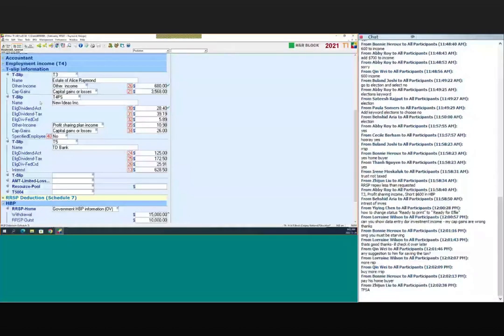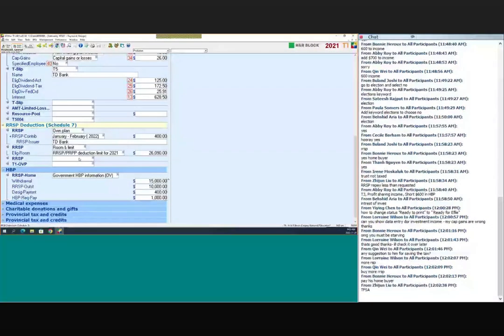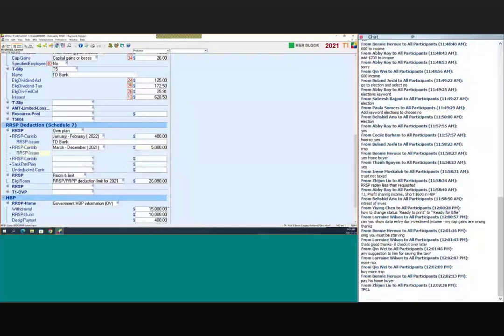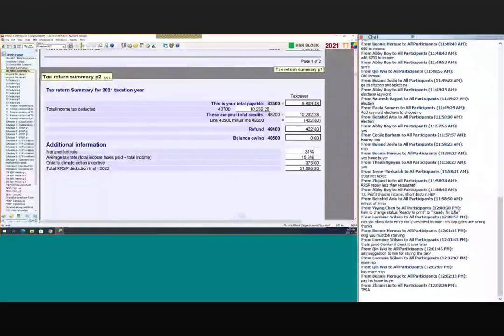But you know what? Some people don't mind owing, but again, he could put money in his RSP to wipe it out. So, if you want, let's go into his RSP schedule and put in some, just for demonstration, let's say $5,000. This is how we play around with this all the time. People come in February all the time. So he'll have a refund of $422 with a $5,000 deduction.